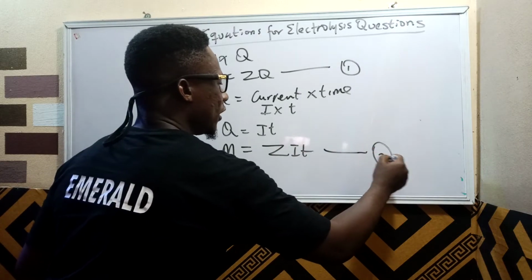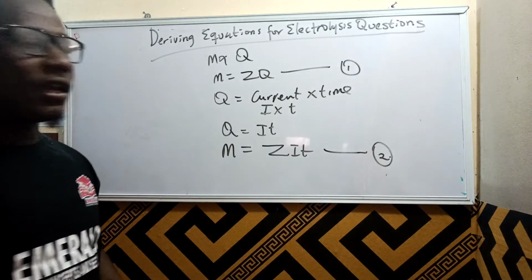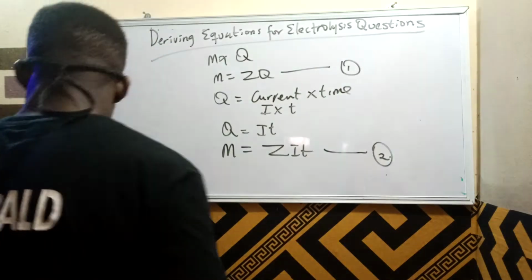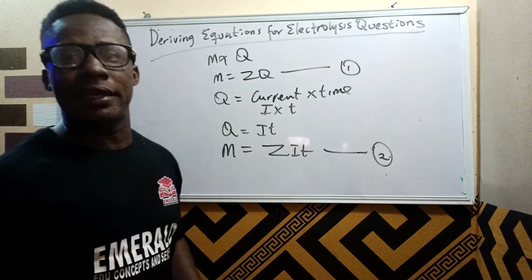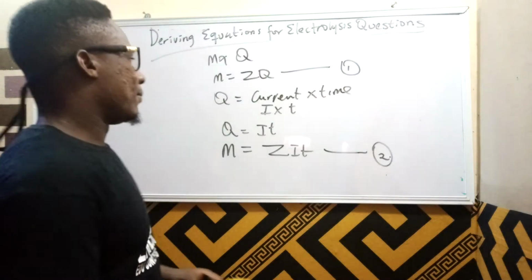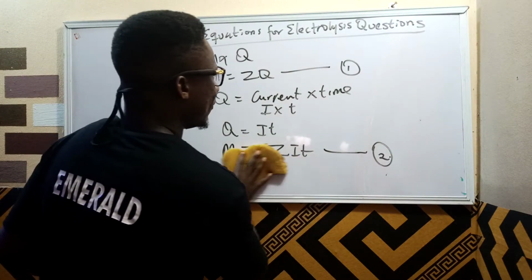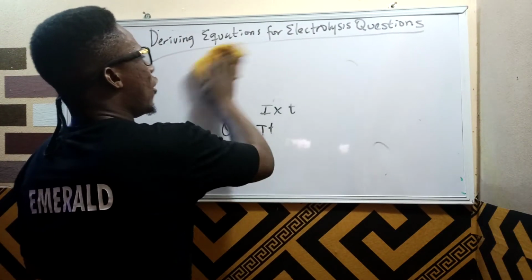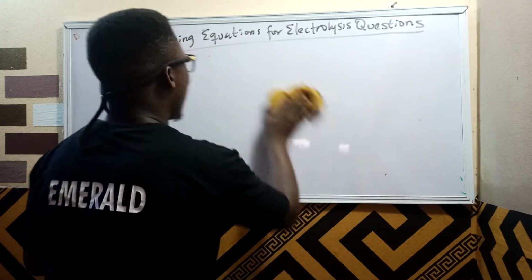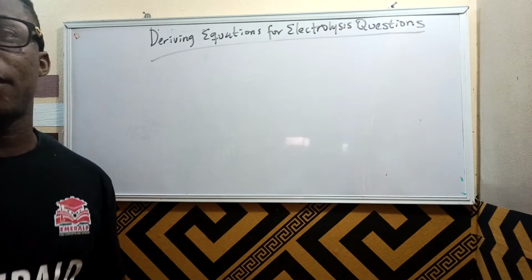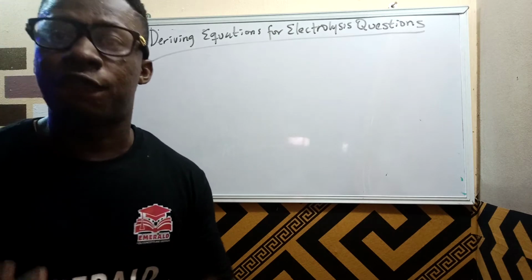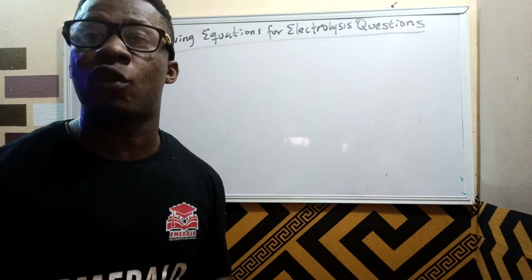Let's call this equation 2. Again, we can move ahead to the second law of electrolysis. Now we have been able to derive two equations for the first law of electrolysis.